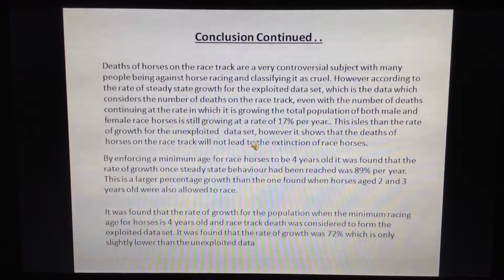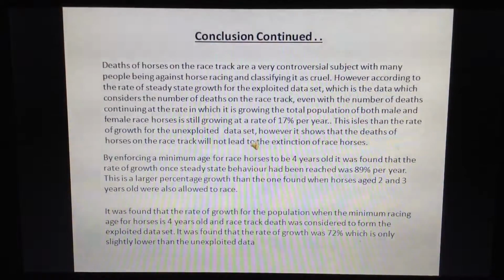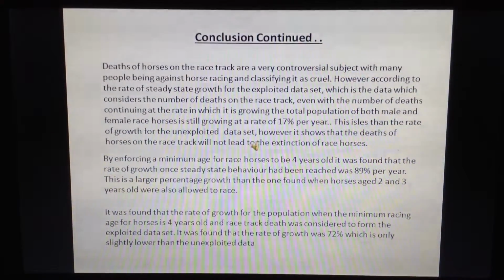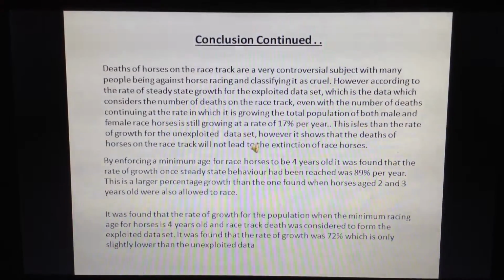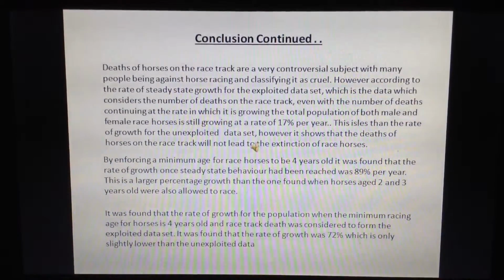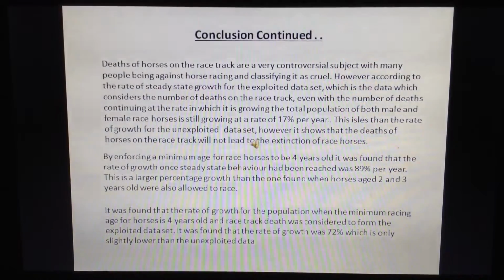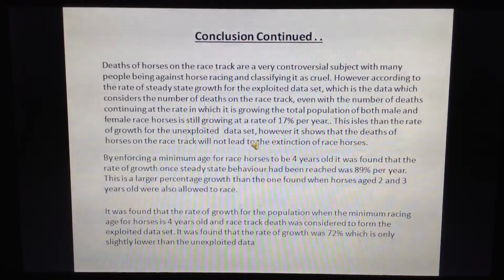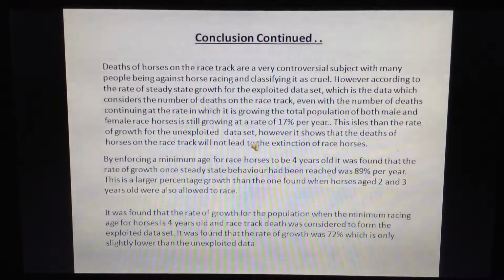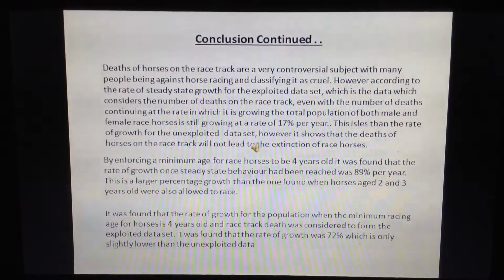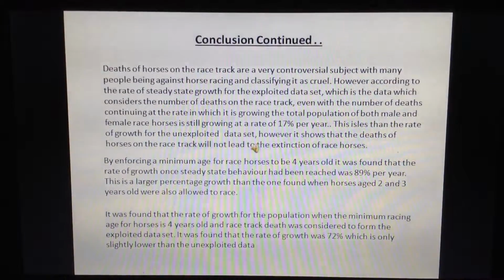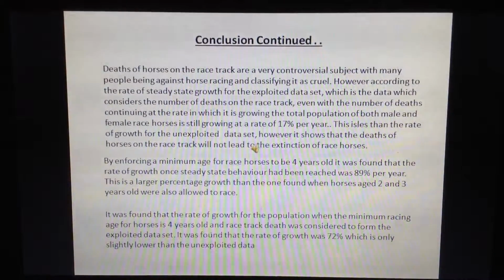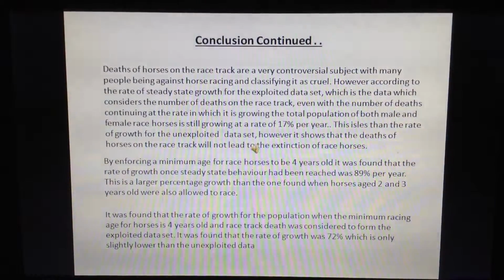Deaths of horses on the racetrack is a very controversial subject, with many people being against horse racing and classifying it as cruel. However, according to the rate of steady growth for the exploited dataset, which is the data which considers the number of deaths on the racetrack, even with the number of deaths continuing at the rate in which it is growing, the total population of both male and female racehorses will still be growing at a rate of 17% per year. This is less than the rate of growth for the unexploited dataset. However, it shows that the deaths of horses on the racetrack will not lead to the extinction of racehorses.